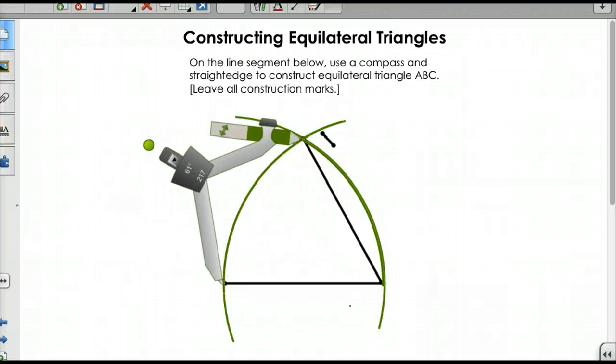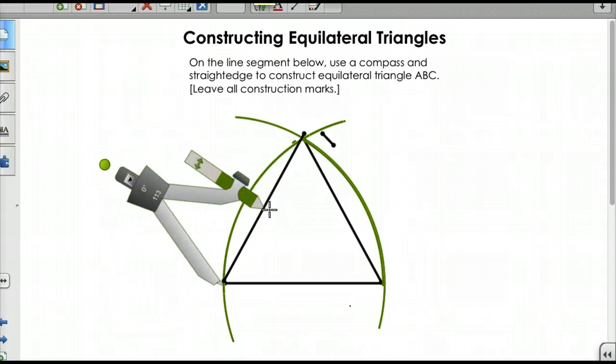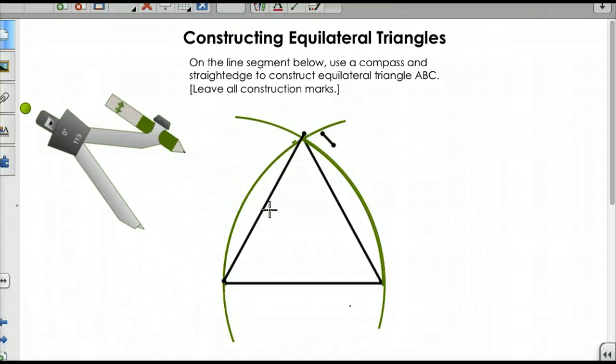So if I drew a line from here to here, that would also be the same length. So basically, all you have to do is draw these 2 what's called arcs that intersect, and then draw 2 lines from your original line to the point of intersection, and that will give your equilateral triangle.